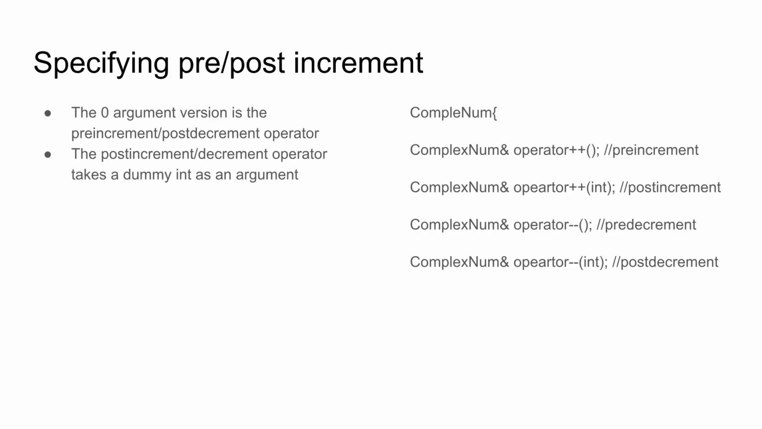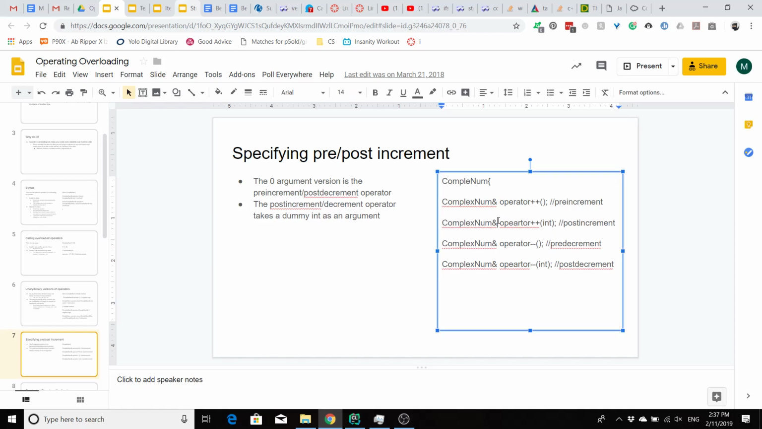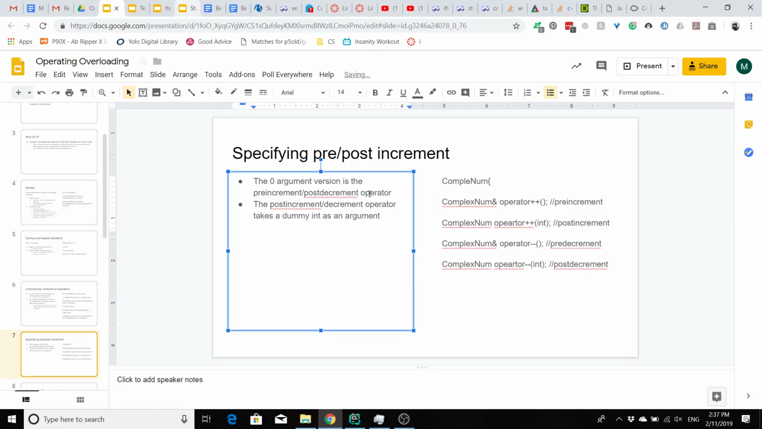One other thing that you might want to do is specify a pre-increment or a post-increment. The way that you do that is by passing in this extra dummy argument to the operator. So the ones that don't have the dummy argument are going to be pre-increments, and the ones that accept that argument are going to be post-increments. And these post-increments should be returning copies, not references to the original. Otherwise, you're going to get just the pre-increment behavior.